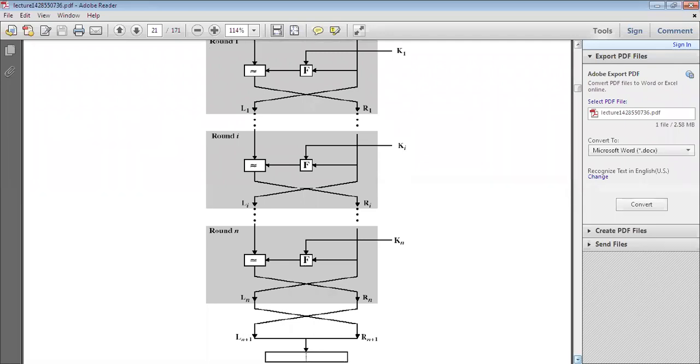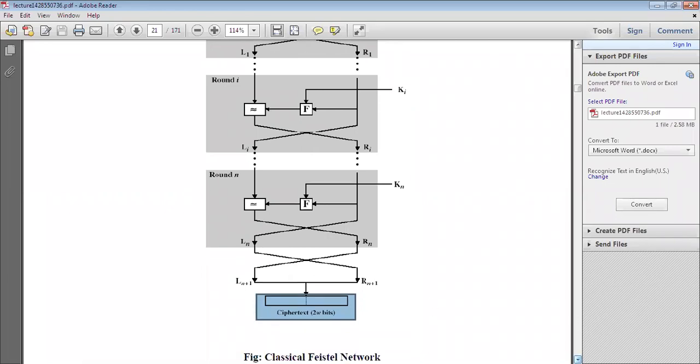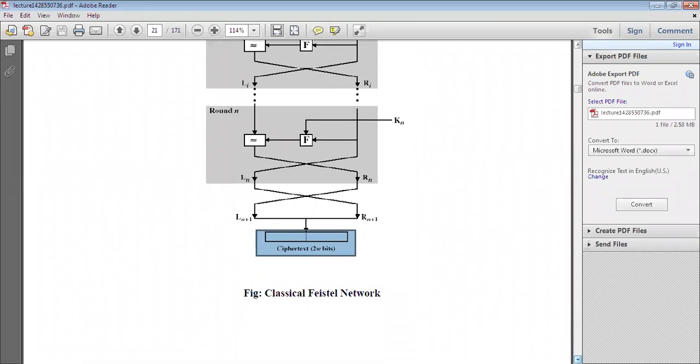So finally you get the ciphertext, 2W bits, and the ciphertext you have to transmit from the sender to the receiver side. At the receiver side, again there is the decryption process. The same process you can repeat in reverse manner. This is the classical Feistel network.